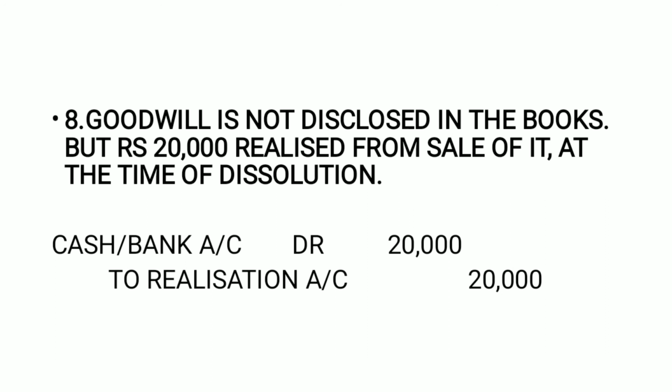So, the journal entry for realization of an asset is cash and bank account debit to realization account. This journal entry is for realization of assets. So, how much is realized from goodwill? 20,000. So, cash and bank account debit 20,000 to realization account 20,000. Clear? Okay.